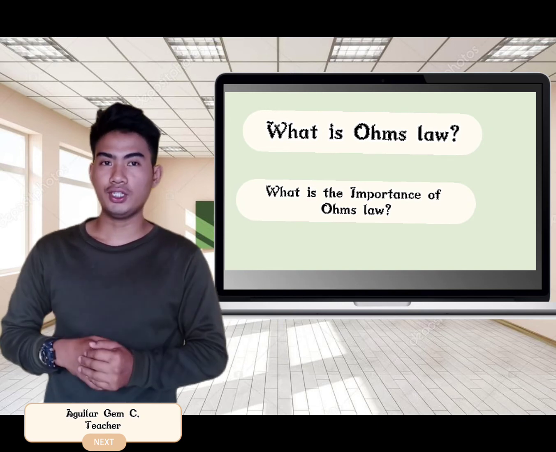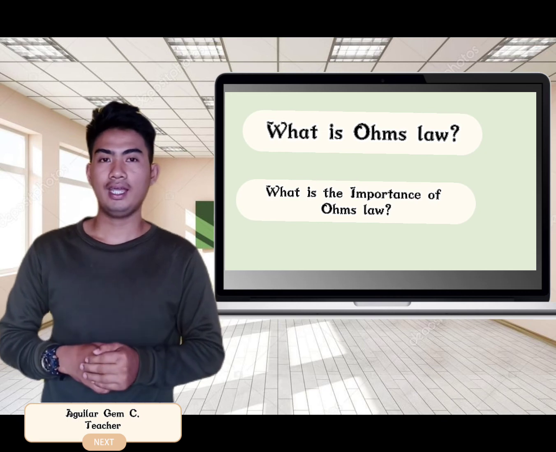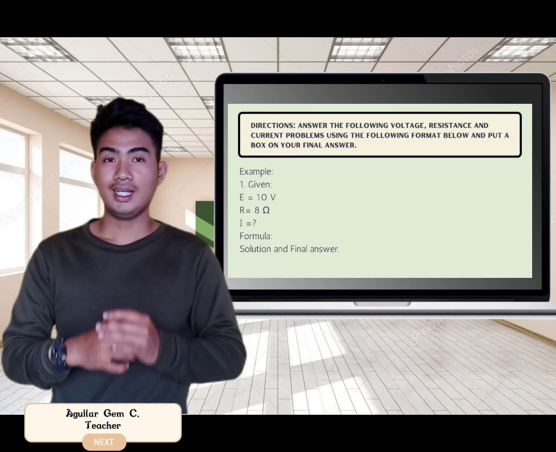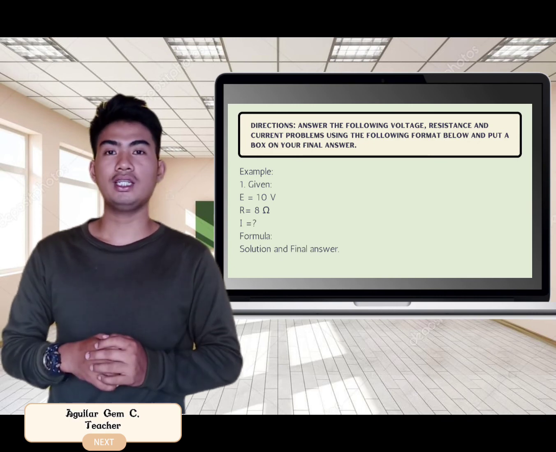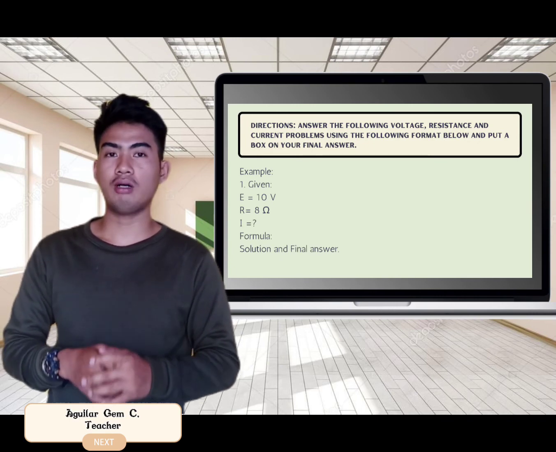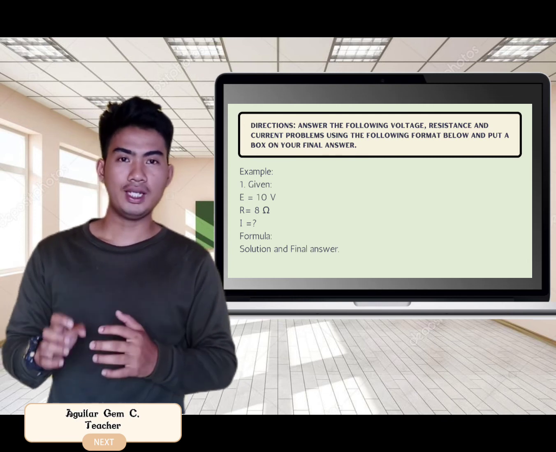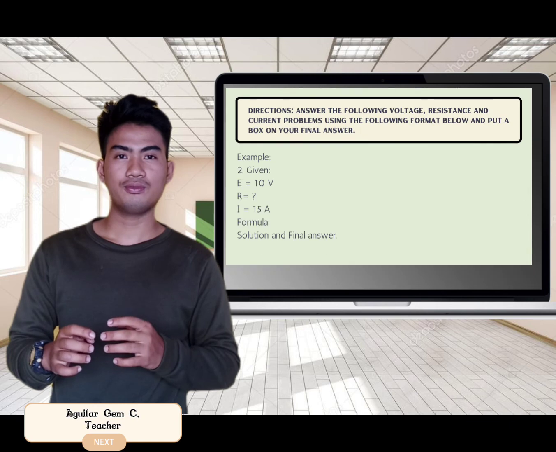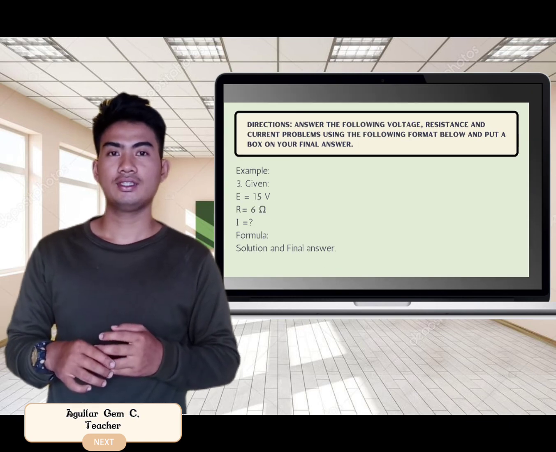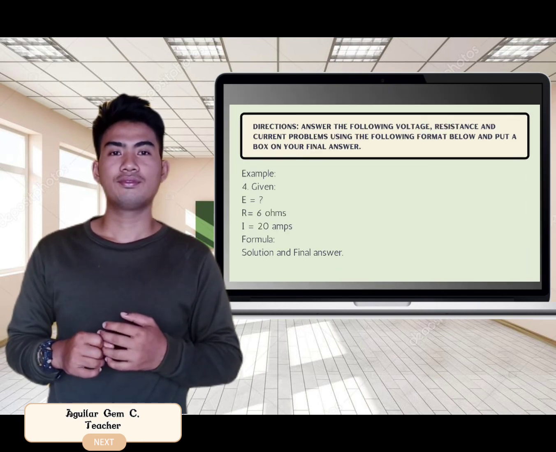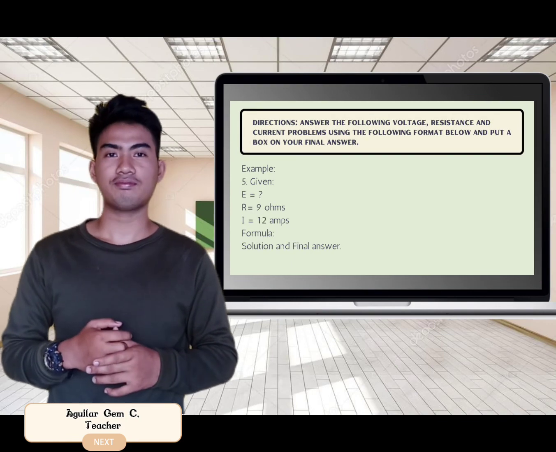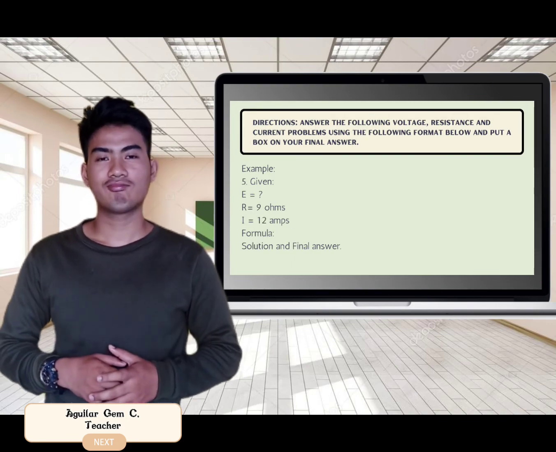So for our evaluation, get a 1/4 sheet of paper and answer the quiz. So for the direction, answer the following voltage, resistance, and current problems using the following format below, and put a box on your final answer. So for number 1, number 2, number 3, number 4, and number 5. Are you done, class? Yes, sir.